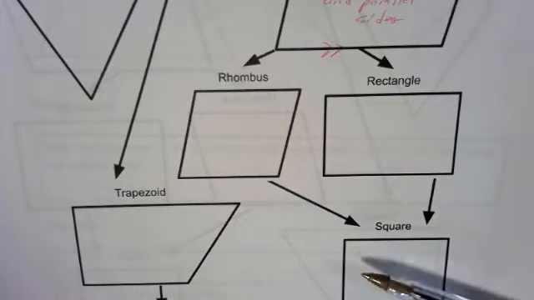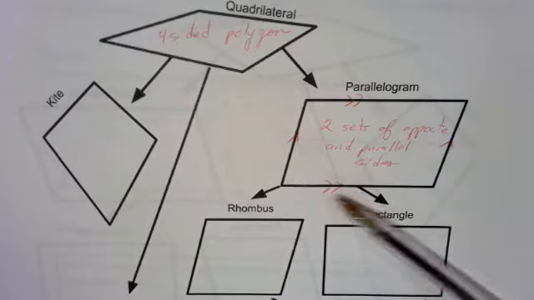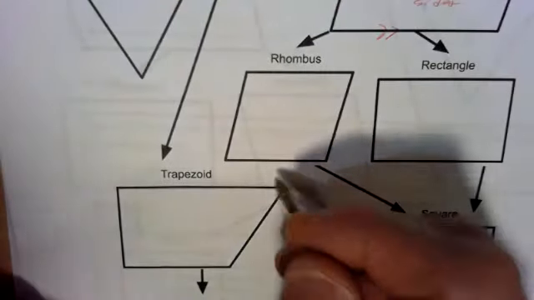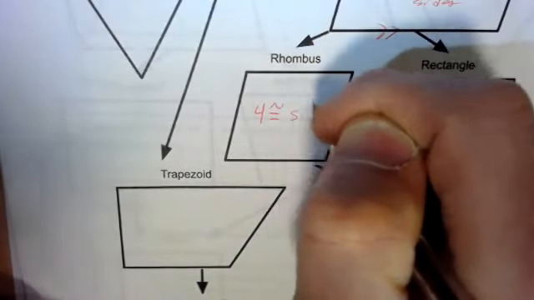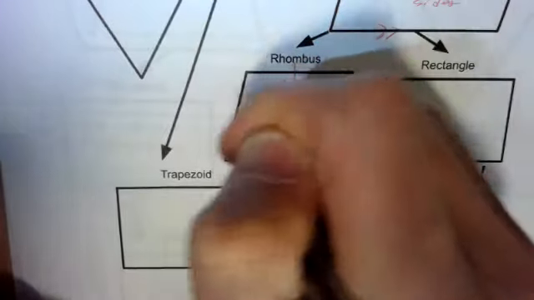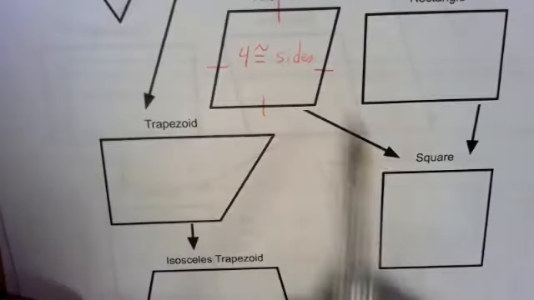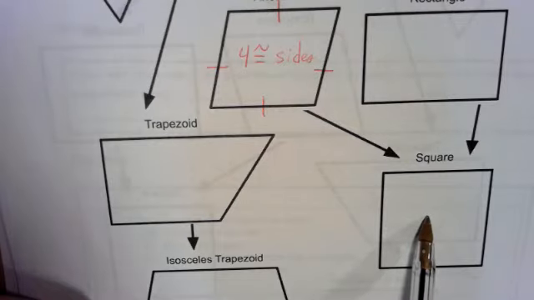So rhombus, rectangle, and square also have two sets of opposite and parallel sides. Now a rhombus, the way that we know that we have a rhombus is by having four congruent sides, which means all four sides are exactly the same length. Now the difference between a rhombus and a square, because a square also has four congruent sides, is that a square has four 90-degree angles.